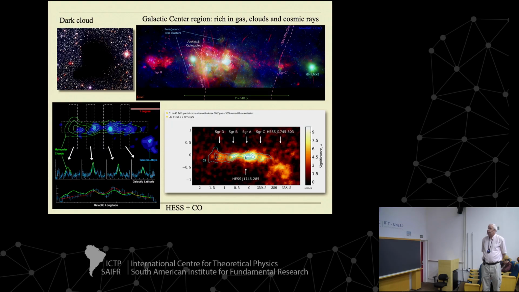Well, let's see some examples. This, for instance, is a dark cloud. You see why it is dark. You see nothing through it. It's a field plenty of stars, but the cloud absorbs the light from the stars behind it. This is the Barnard cloud.